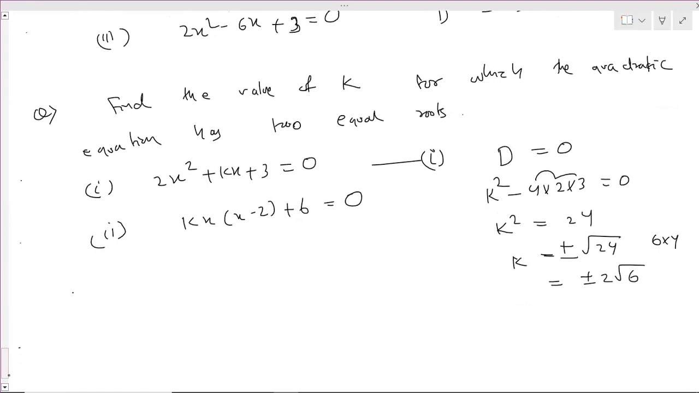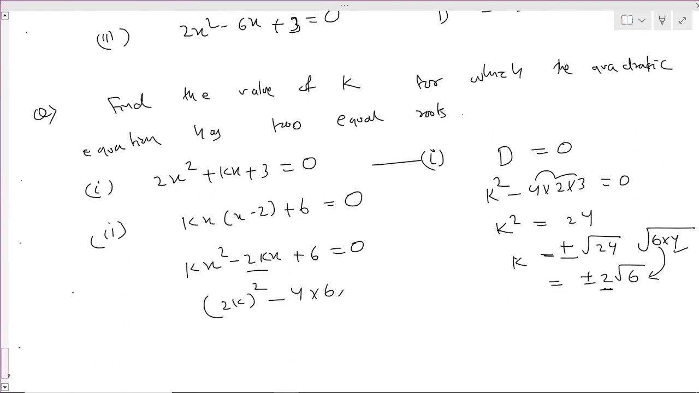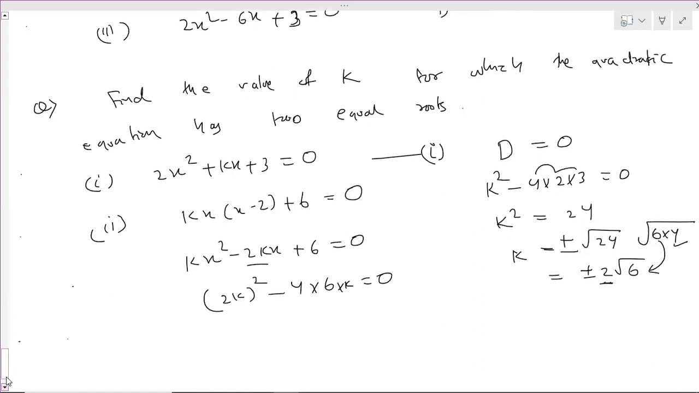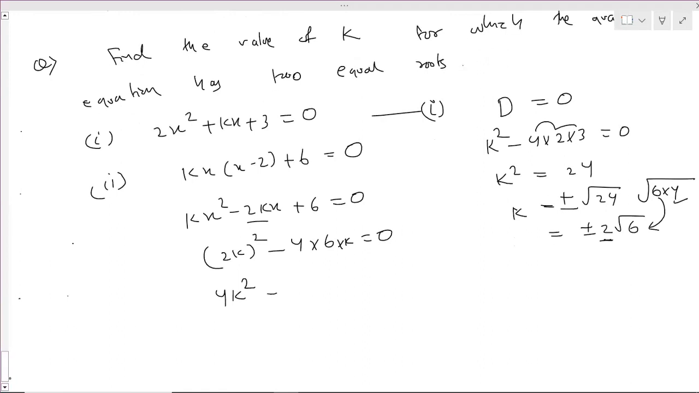24 is 6 into 4. Under root, 4 is 2. This is 6. All right. And this is kx square minus 2kx plus 6 equals 0. For this also, 2k whole square minus 4 into 6 into k should be equal to 0. So this is 4k square minus 24k equals 0. So we can take 4k common. k equals 6 here. Right. So either this will be 0, so k will be 0, or k can be 6.